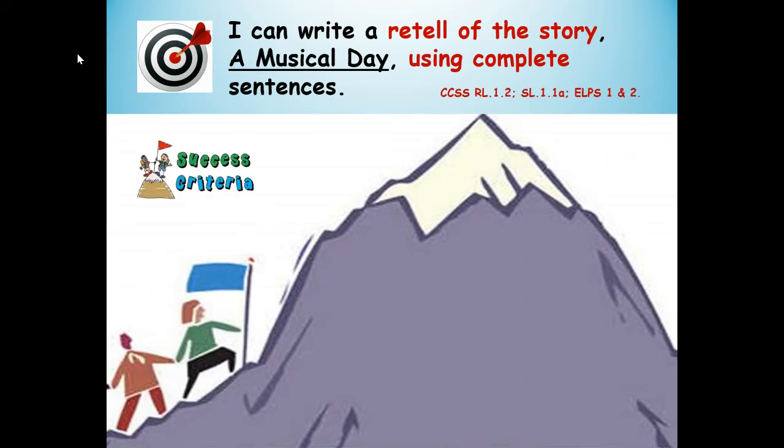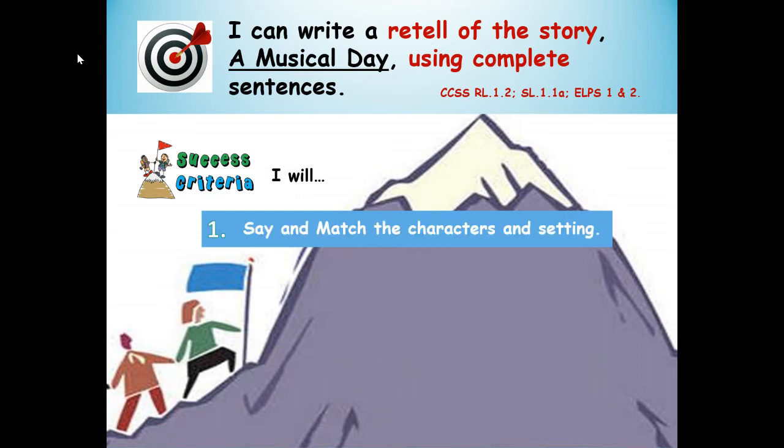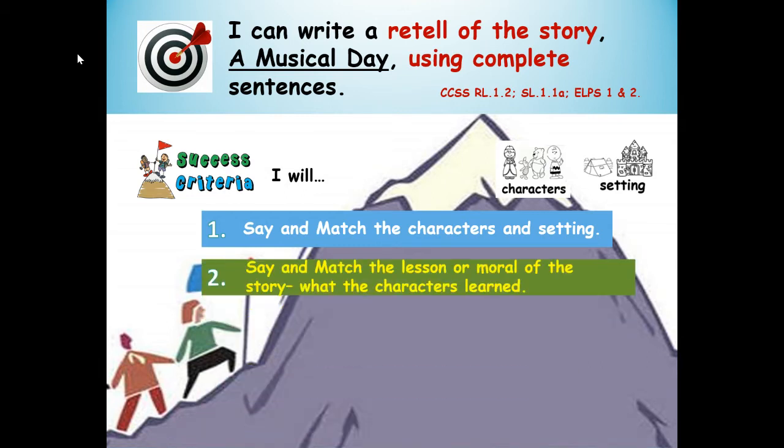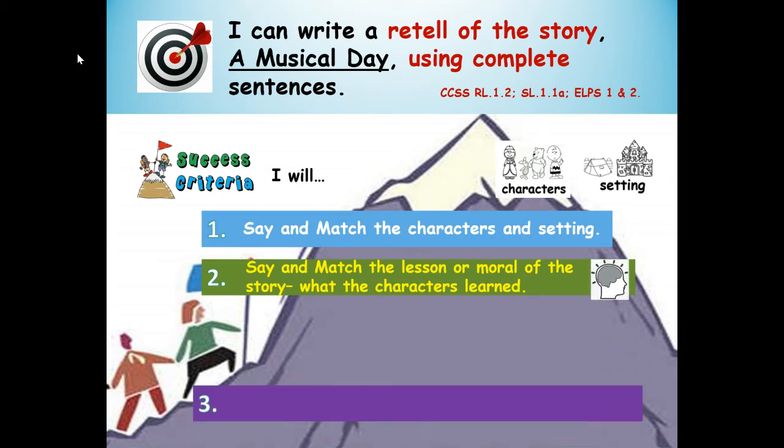So, success criteria. How will you know you're successful at writing a retell of the story? Well, here are our steps to success. We're going to do each of these steps together, one step at a time, and it will help us reach our learning target of writing a retell. Number one, I will say and match the characters and settings. We're going to talk about who the characters of the story are and the setting where the story takes place. Then we're going to say and match the lesson or moral of the story. What did the characters learn? We're going to review that.